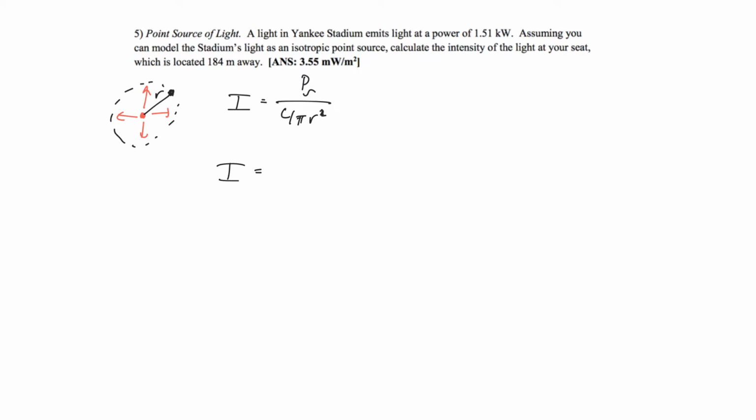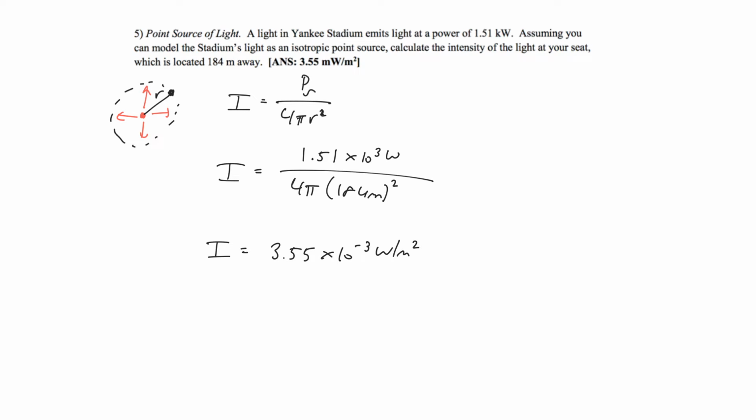So the intensity of this light is just the power, 1.51 times 10 to the 3 watts, divided by 4 pi times 184 meters squared. So the intensity here we get to be 3.55 times 10 to the negative 3 watts per meter squared, and that equals 3.55 milliwatts per square meter. That's number 5.